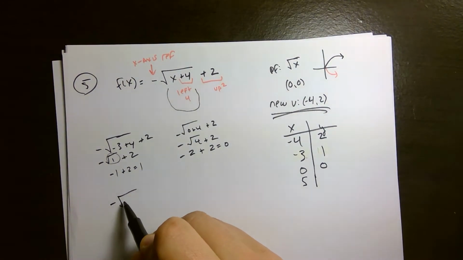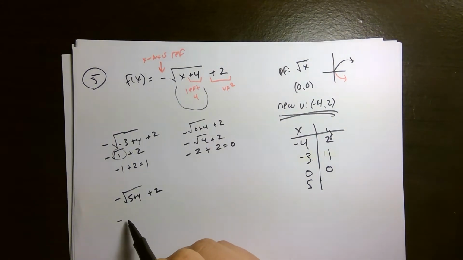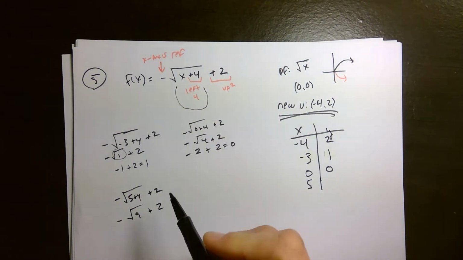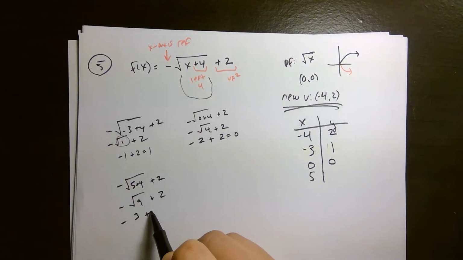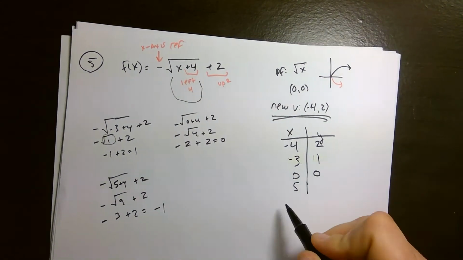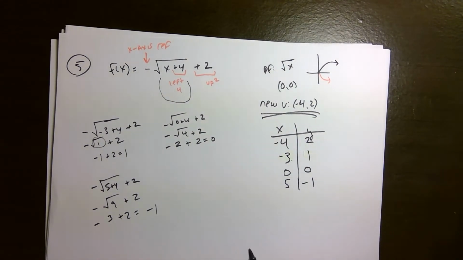I'm going to have the opposite of, I'll put a 5 plus a 4 in there, plus a 2 on the outside. Opposite sign comes down, 5 plus 4 is 9, plus 2 comes down. Opposite sign comes down, square root of 9 is just 3, plus 2. And so when I add this, I get a negative 1. Now that I have 4 different points, that's going to be enough for me to actually graph this thing and see what's going on.